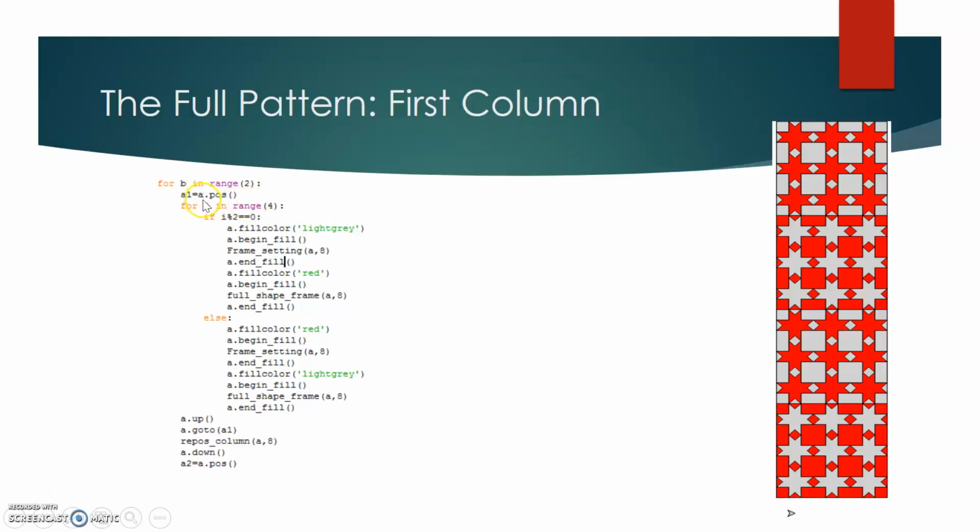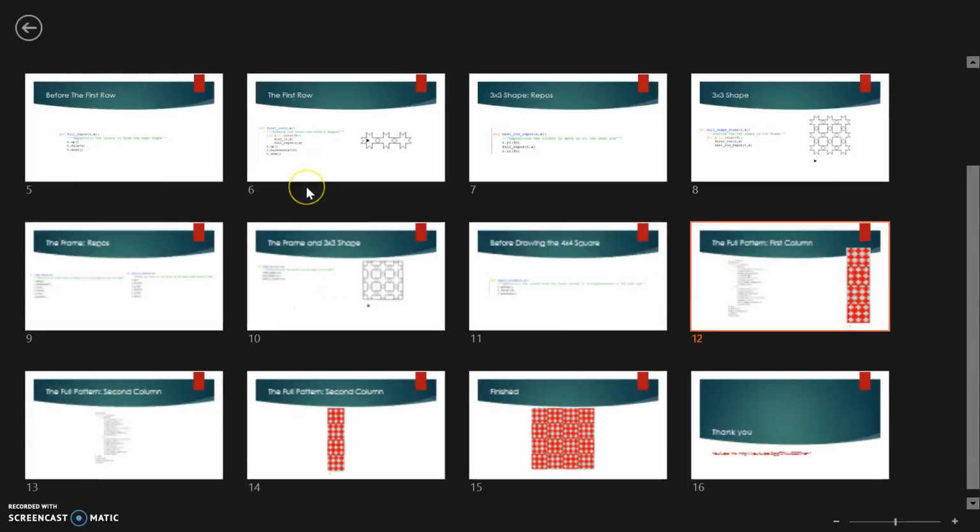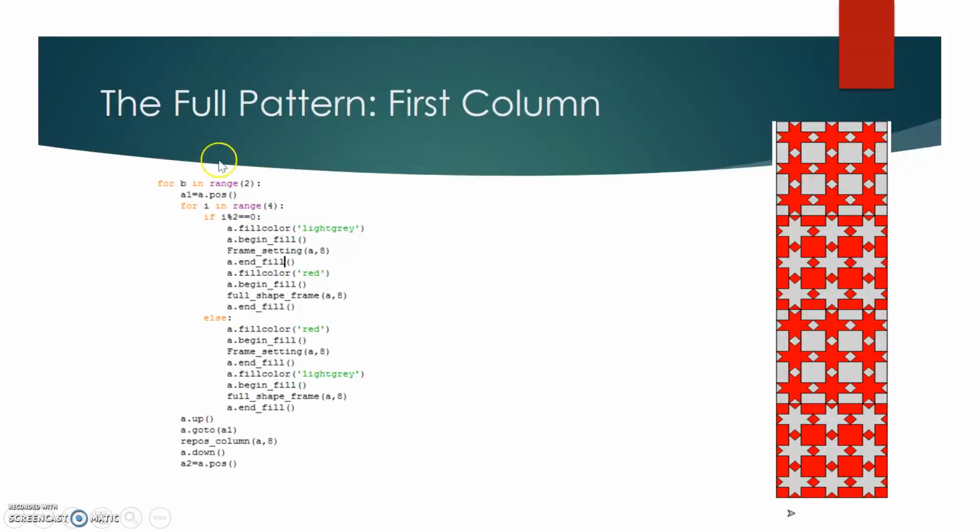First, before drawing the column, I need to record the starting position of the cursor. So I'm using this position to remind me of the starting position, and I can return to it later and do the second column.